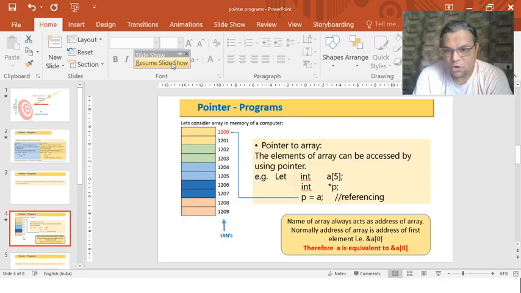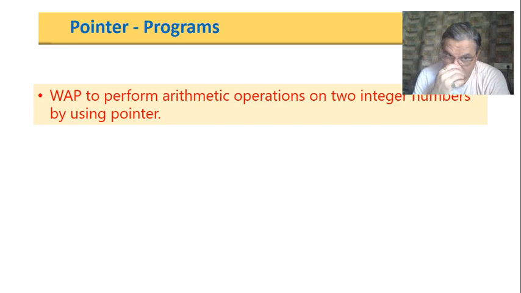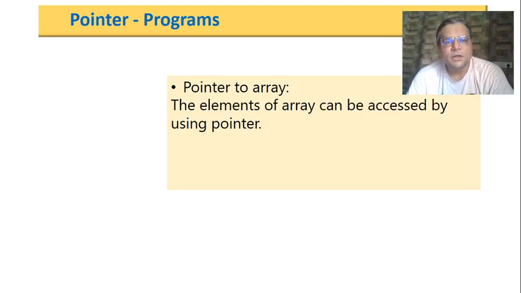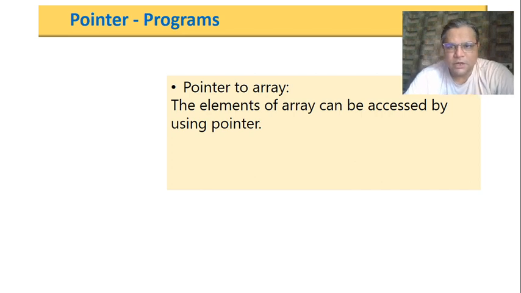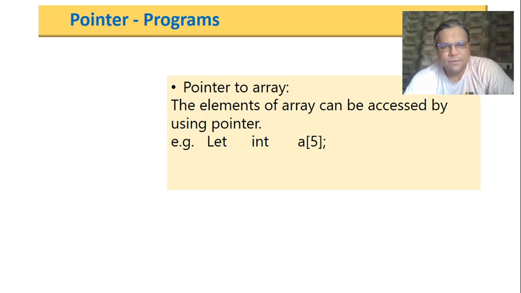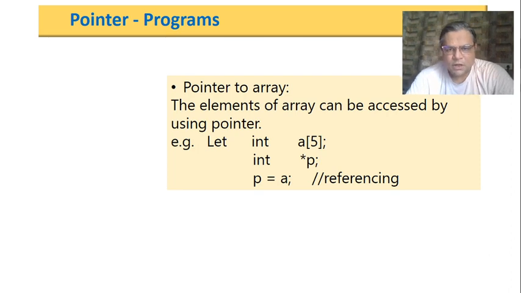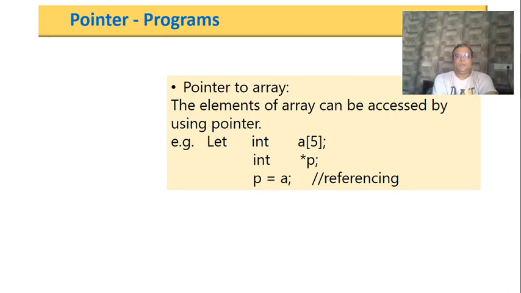Now I wanted to explain another concept that is called pointer to array. Let's see how to declare a pointer for an array and how to process the elements of the array by using a pointer. So let us understand how the elements of an array can be accessed by using pointer. Let us have array int a with capacity 5. Then let us declare a pointer for this array. Since this array is of type int, we will declare pointer p for int data type by writing int *p. And then we will perform referencing. We will write p = a.